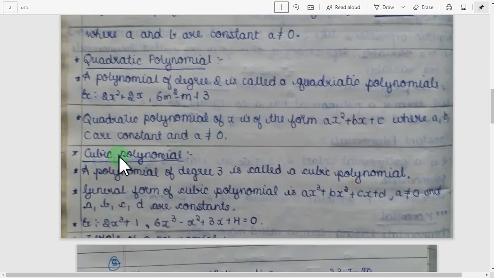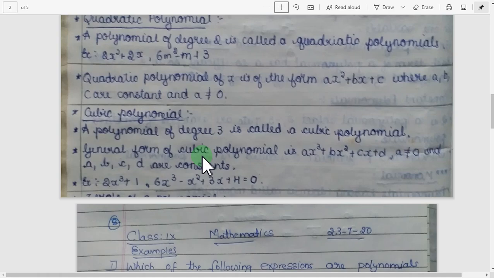A polynomial of degree 3 is called a cubic polynomial. The general form is ax cube plus bx square plus cx plus d, where a is not equal to 0 and a, b, c, d are constants. This question may come as the general form. Cubic polynomial means you have to write ax cube plus bx square plus cx plus d. Quadratic means you have to write ax square plus bx plus c.